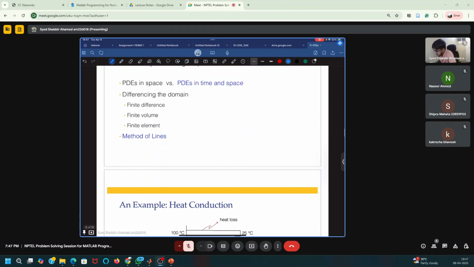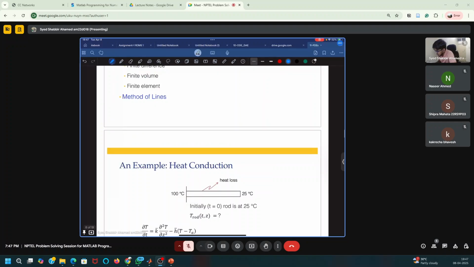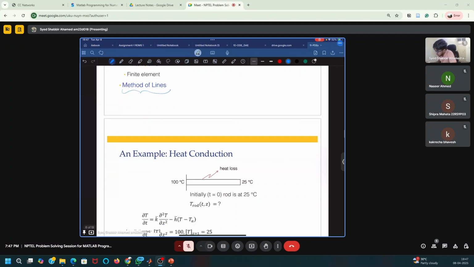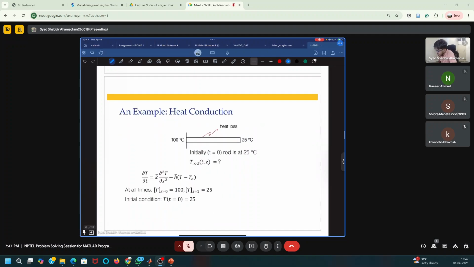So here, first we will see this problem, and we will use this method called method of lines. Let's say you have this kind of problem. This is a heat conduction problem, in which we have a rod. On one end of it we have 100 degrees Celsius, and on the other end, the temperature of the rod is 25 degrees Celsius.